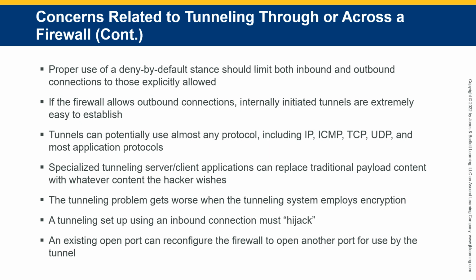So now, what are our concerns related to tunneling through or across a firewall? We've already established we need to have the default deny rule stance, and that should limit both inbound and outbound connections to anything but those endpoints that are explicitly allowed. What I mean by endpoint is who you designate to be the source or destination of that rule through that tunnel. So those should be explicitly defined on who can create a VPN tunnel to or through a firewall.